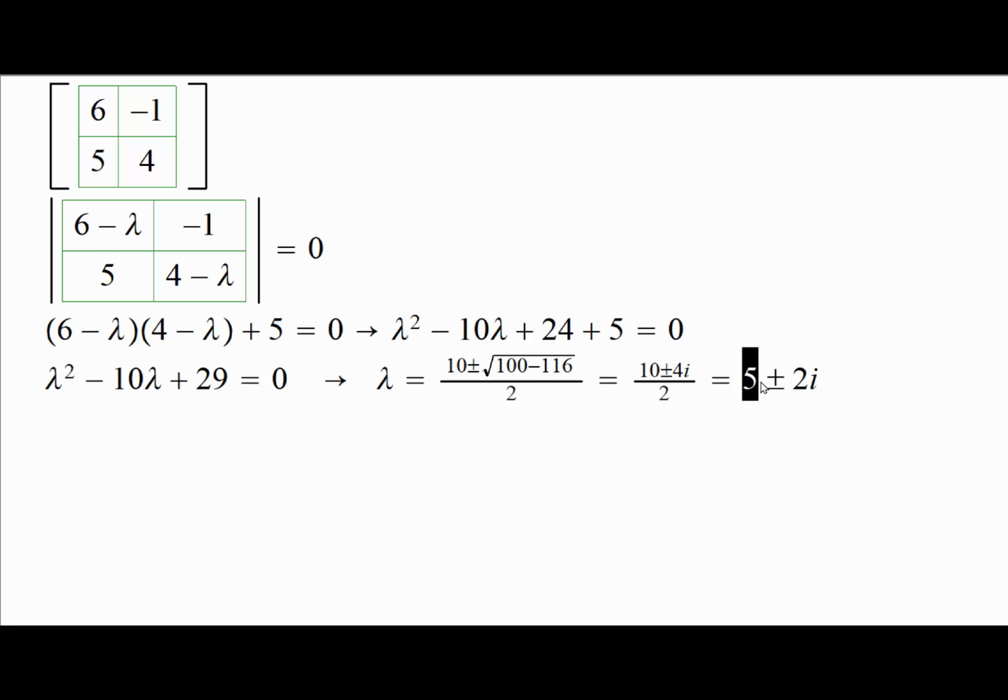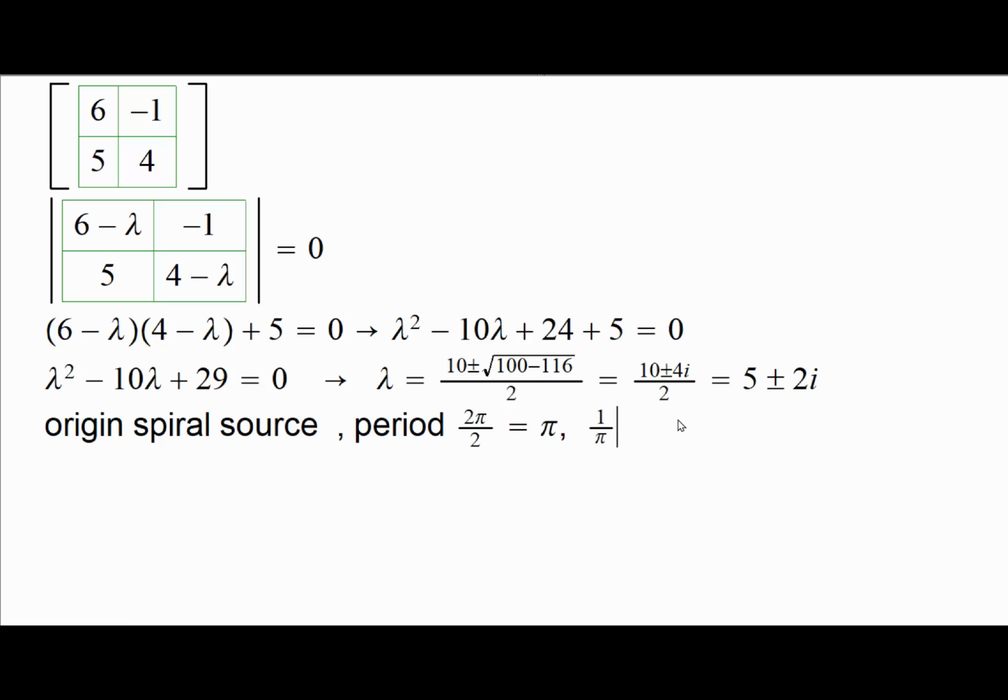So the real part is positive, which tells us that the origin is a spiral source. The period of the oscillations is going to be 2 pi divided by the coefficient of i, that is pi. And the natural frequency would be the reciprocal of the period, which is 1 over pi. So we can enter these values in the answer box.